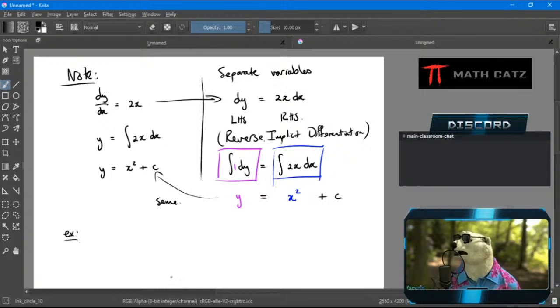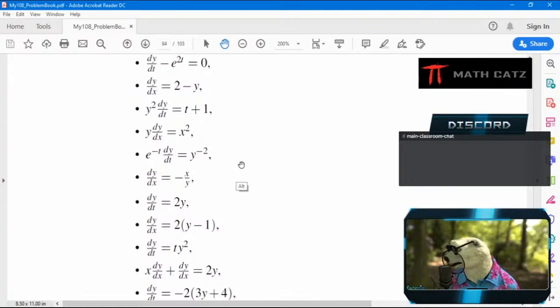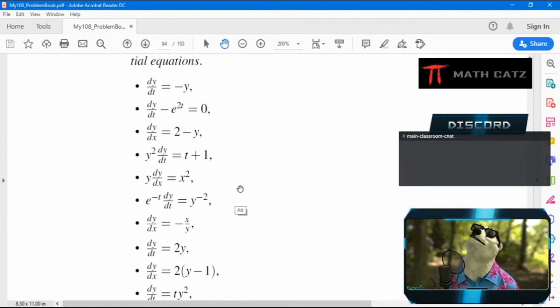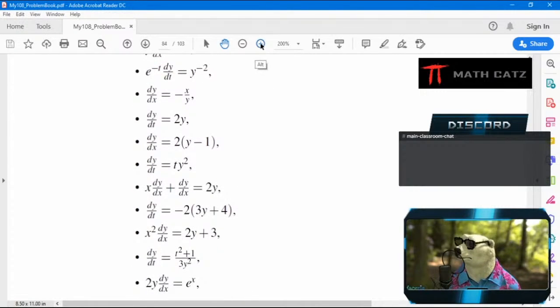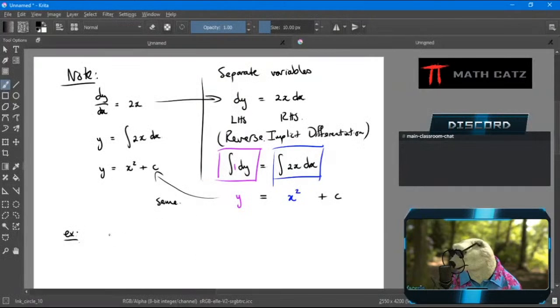So let's take, for example, we can actually go to the problems here. Let's take, I don't want to do something too complicated just yet. I'm looking for a nice and easy one. Let's do this one. dy dx equals negative x over y. I'm just going to put the negative with the x for convenience, doesn't really matter.